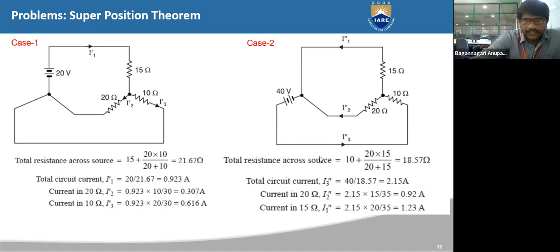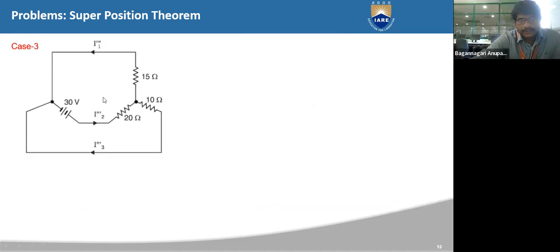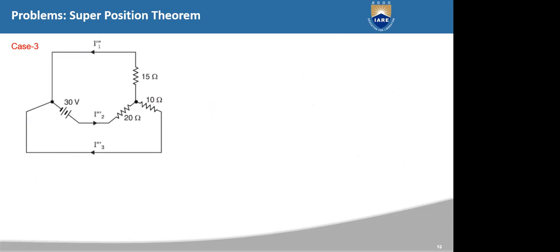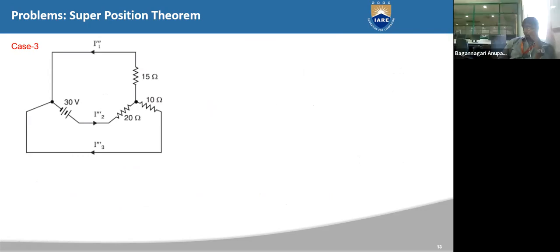So we finish case 1 and case 2, when two sources are acting separately, and we are left with the third case. What is that? The third case is when we have 30 volts acting alone. So calculate the values of currents for this. What is the value of I2 triple dash? I2 triple dash is the total current. What is the equivalent resistance?